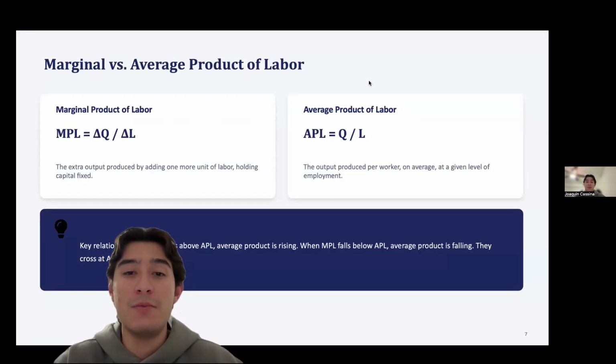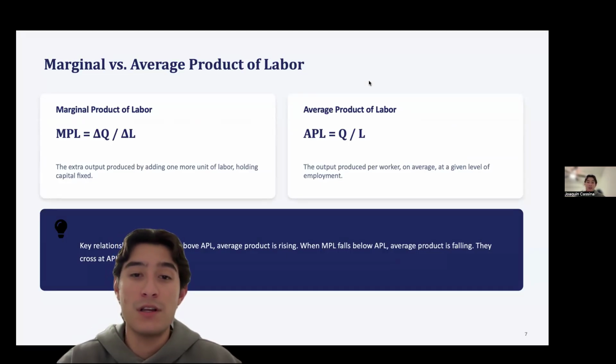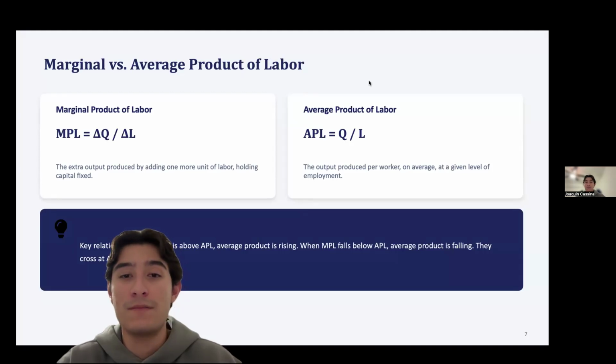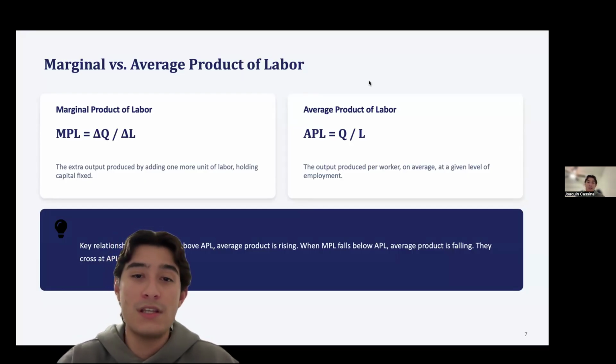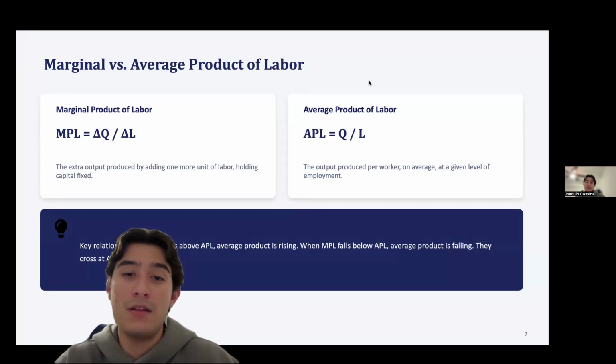That pattern in the table gives us two really important ideas. Marginal product of labor, or MPL, is just the extra output from adding one more worker. Mathematically, change in output over change in labor. Average product of labor, APL, is just total output divided by the number of workers, output per worker on average. Here's the key relationship though. When MPL is above APL, the average is still climbing. Once MPL drops below the APL, the average starts falling as well. They cross exactly at APL's peak.